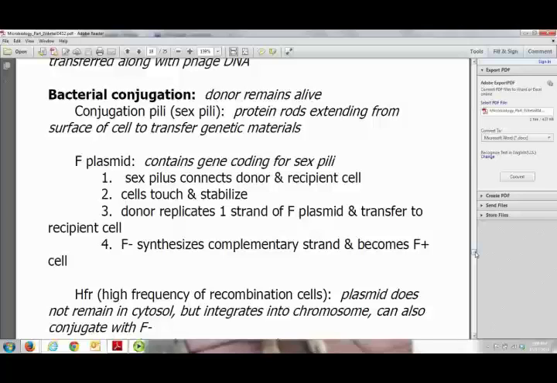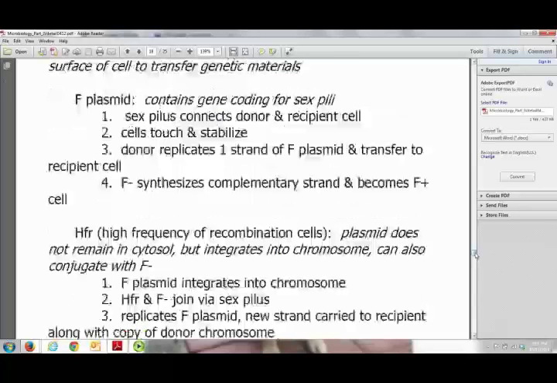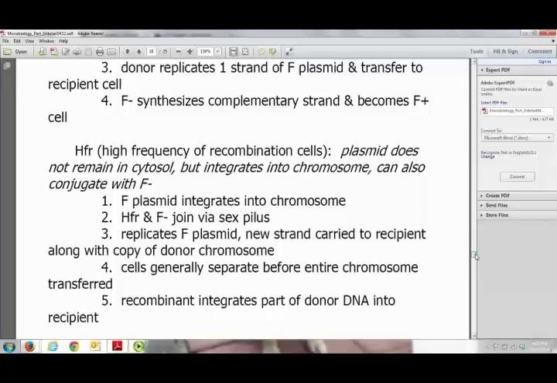The donor replicates one strand of the F plasmid and transfers it to the recipient cell. The F negative cell synthesizes the complementary strand and then becomes an F positive cell. So once it has received this plasmid, it has become an F positive cell. So HFR, high frequency of recombination cells: the plasmid does not remain in the cytosol, but it ends up integrating into the chromosome. And these can also conjugate with F negative cells.